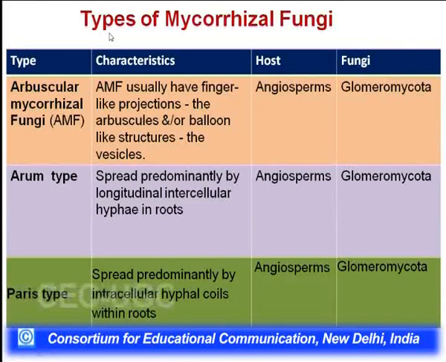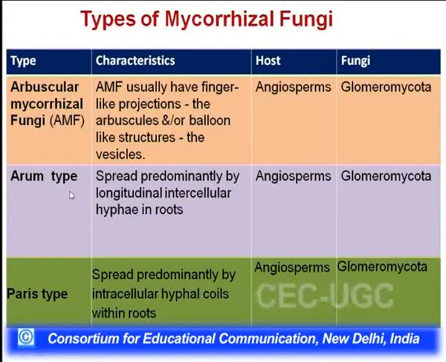In this photo slide, you will see that these different types of mycorrhizal fungi have different patterns of colonization of the root, and they are also colonizing different plants. I take the example of arbuscular mycorrhizal fungi. The characteristic feature of this mycorrhizal fungi is that they usually have finger-like projections, which are known as arbuscules, or balloon-like structures known as vesicles. Their host plants are basically angiosperms, and the arbuscular mycorrhizal fungi belong to the phylum Glomeromycota.